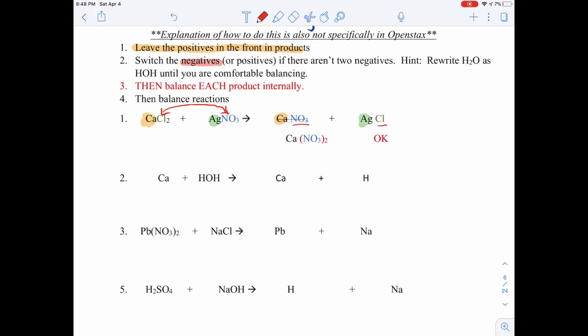Okay, step 3, balance each product internally. So the reason this is crossed out is because this is +2 and this is -1 when you look it up. So your NO3 group needs 2. And we look at this guy, he's +1 and -1. That one's okay.